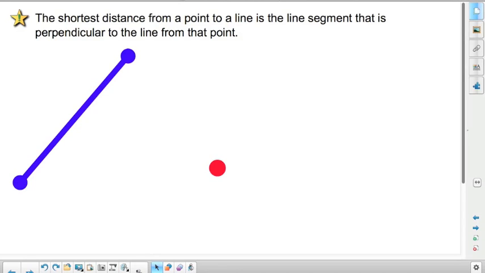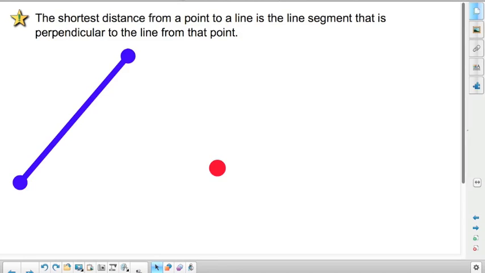Shortest distance from a point to a line is the line segment that is perpendicular to the line from that point. So write that down first and then I'll demonstrate what those words actually mean. Yeah, it's not a formula, but it's how we solve this. We need to understand this concept.